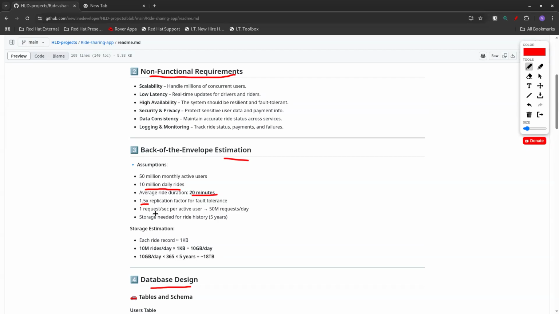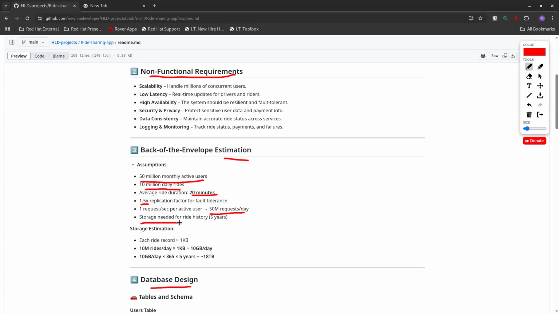When a server is down, we have to get the backup data or replicate data, and requests should be redirected. And then how many requests can we expect? One request per second per active user. Because 50 million are daily active users, we can expect 50 million requests per day.